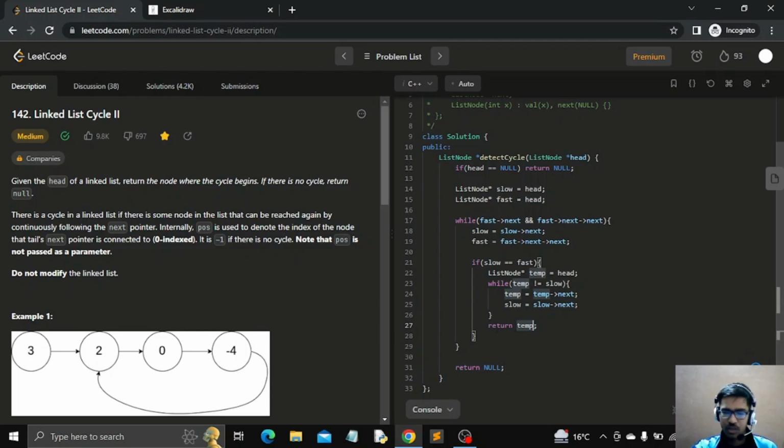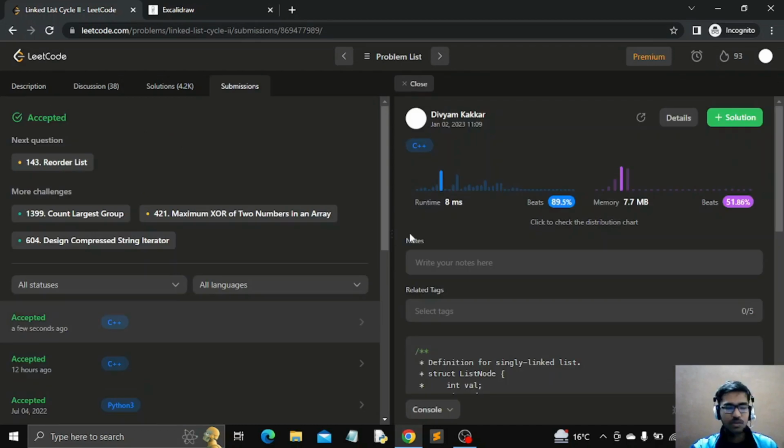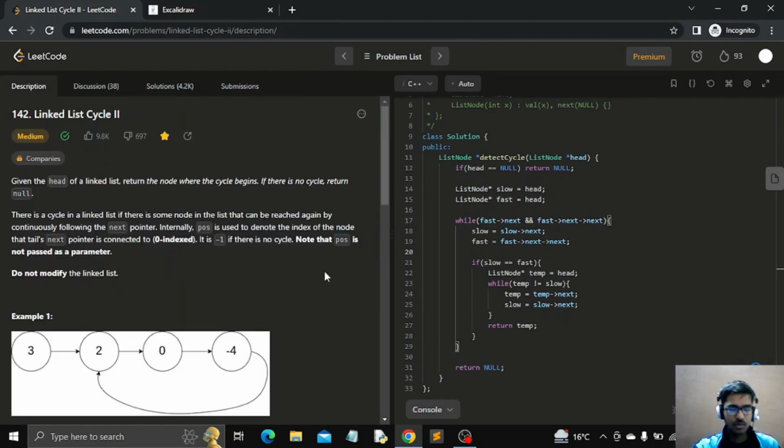So this was the algorithm, and if these two pointers never coincide and the fast pointer reaches null, it means that the given linked list contains no cycle and we can return null. If I try to submit this, as you can see the code got accepted. So this was the approach to solve one of the most important problems on linked lists. Make sure you practice it well.